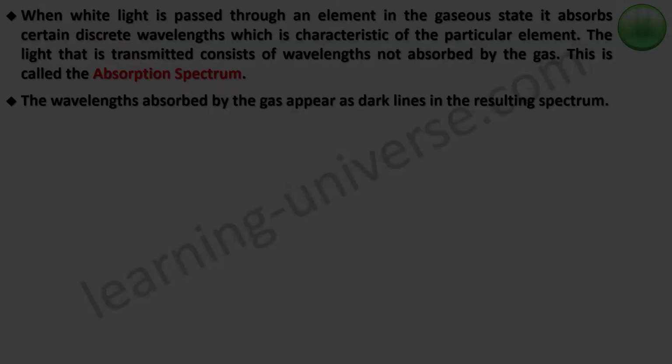Since they are not continuously formed, you don't see the dark line continuously. So as soon as they are formed, they absorb that particular light of that particular wavelength, and that goes missing from the spectrum.